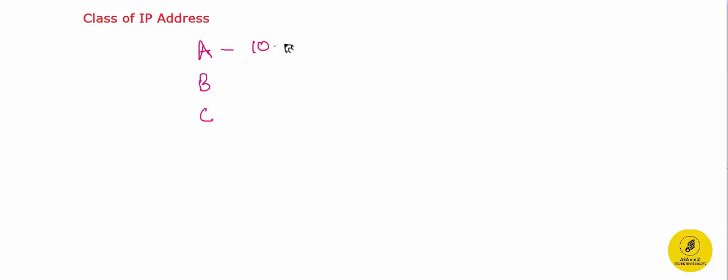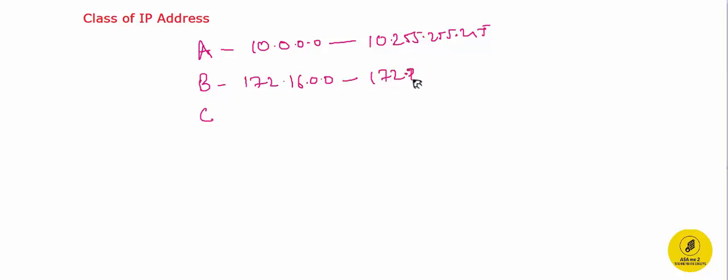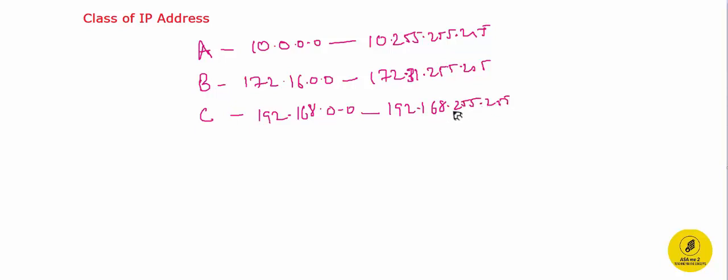For class A, that ranges from 10.0.0.0 to 10.255.255.255. For class B, we have this range starting from 172.16.0.0 till 172.31.255.255. For class C, it's 192.168.0.0 till 192.168.255.255.